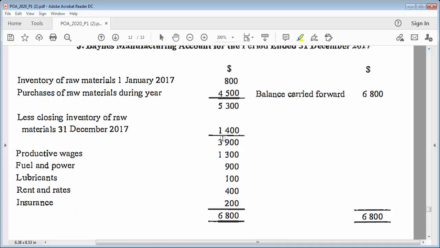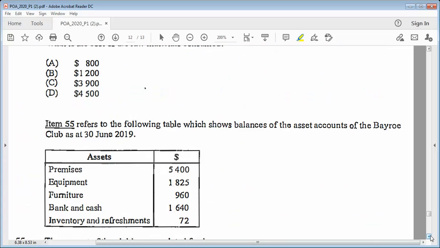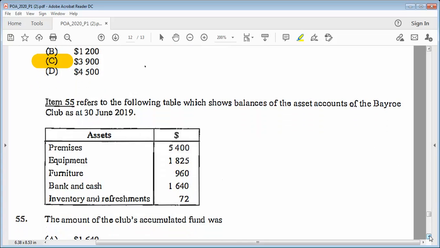So here we have it. The amount of raw materials that was consumed is $3,900. So our answer is C. Let's move on to number 55 now.